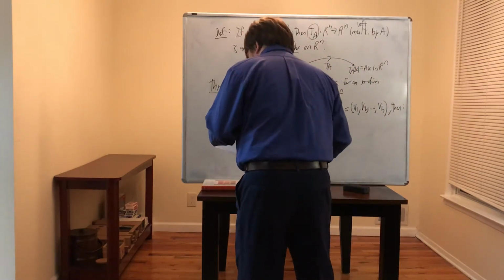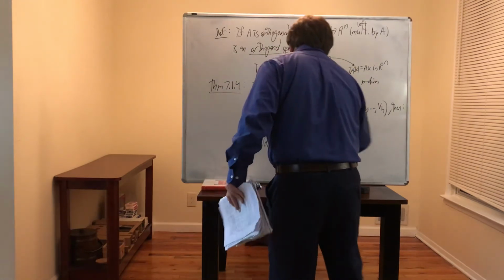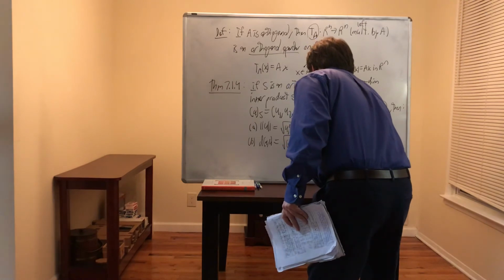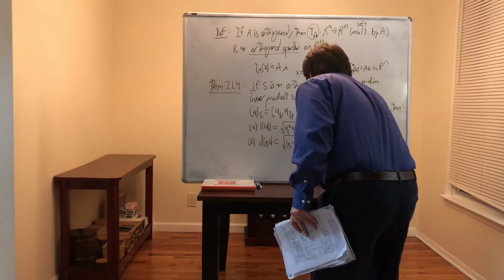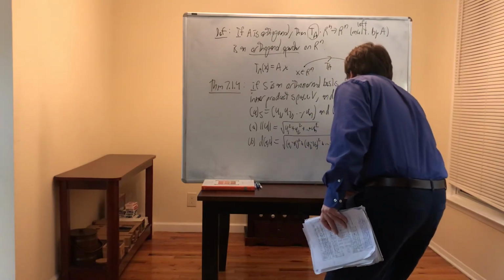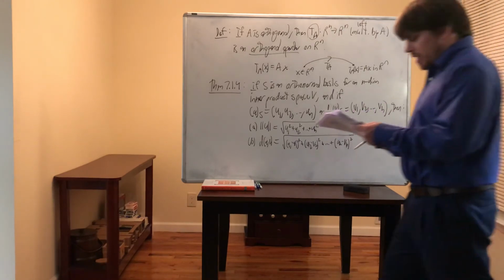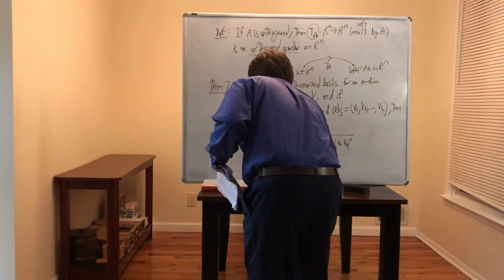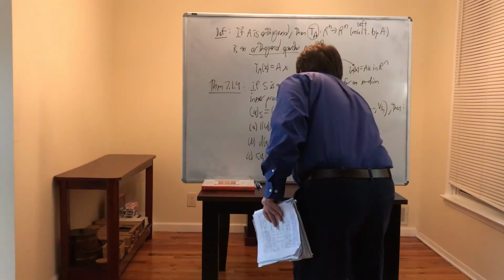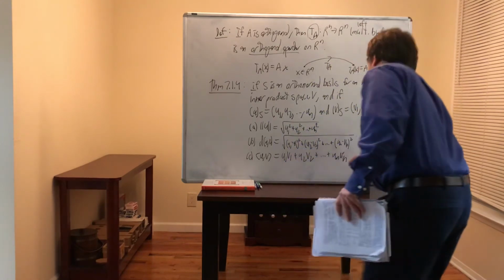B is that the distance between U and V is equal to the square root of U1 minus V1 squared plus U2 minus V2 squared plus dot dot dot plus Un minus Vn squared. Then C, the inner product between U and V is equal to U1 V1 plus U2 V2 plus dot dot dot plus Un Vn.